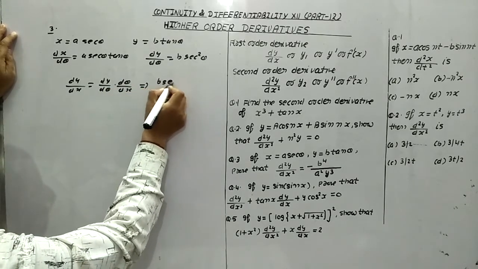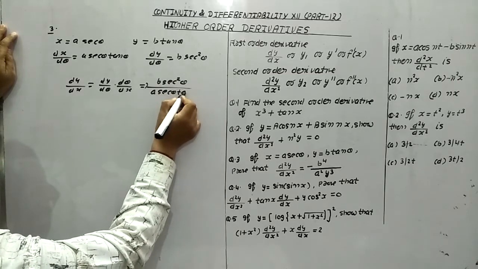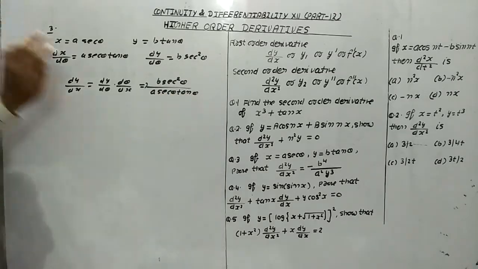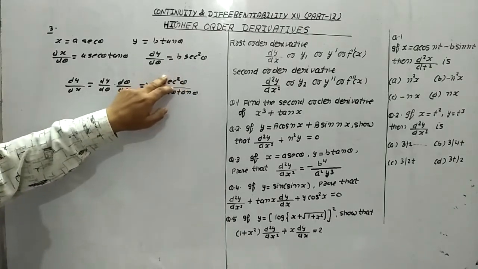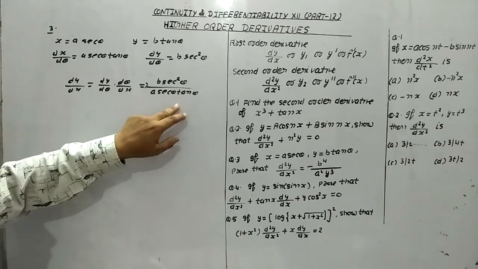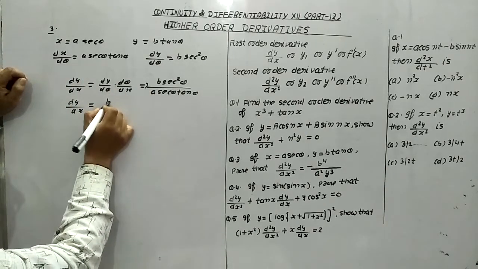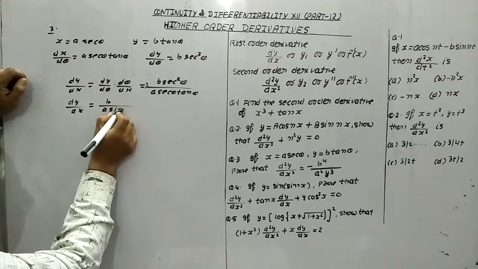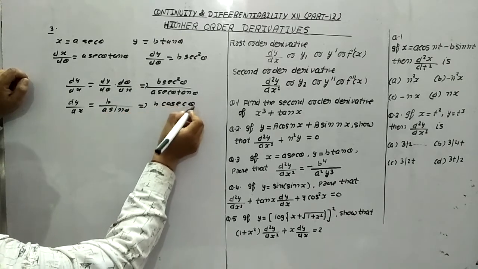So this becomes b sec square theta upon a sec theta tan theta. Once we solve this, tan theta means sin theta upon cos theta, sec theta is 1 upon cos theta, and sec square theta means 1 upon cos square theta. So this will cancel out and the remaining part will be b upon a sin theta. And you can write this as b cosec theta upon a.